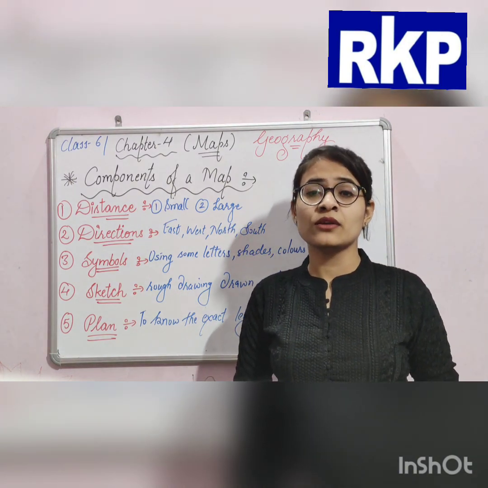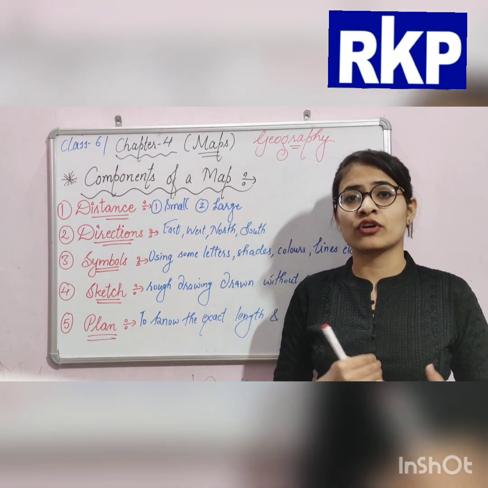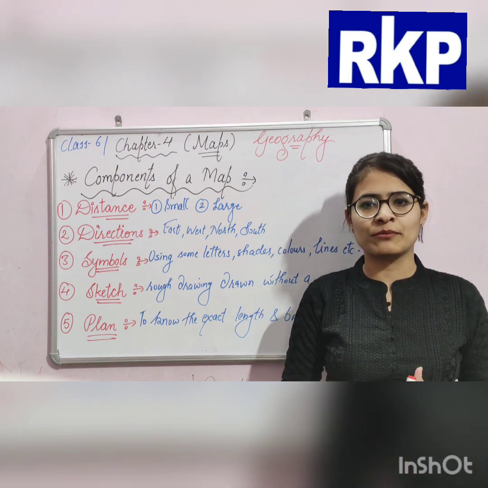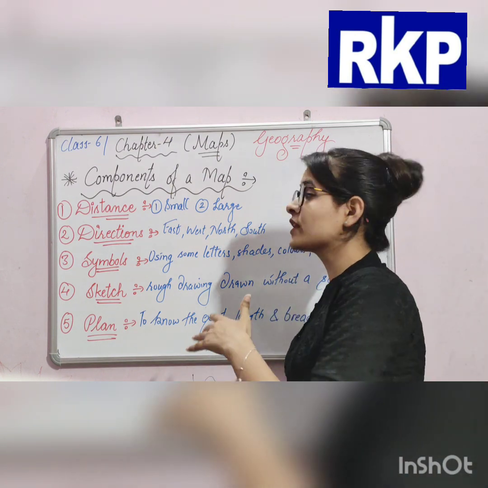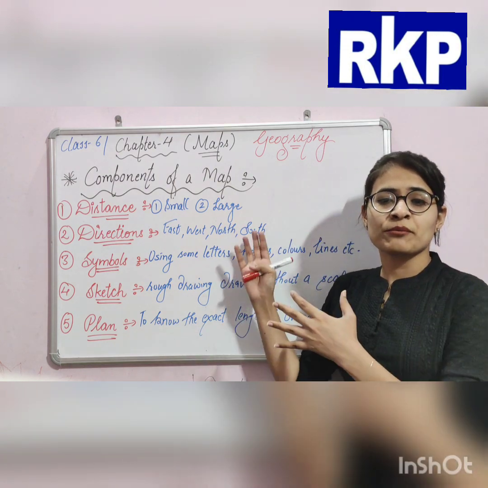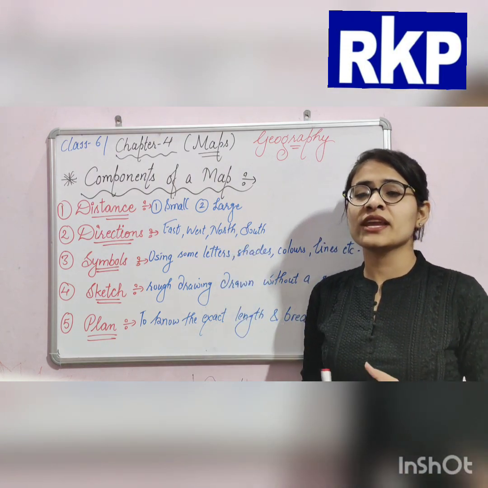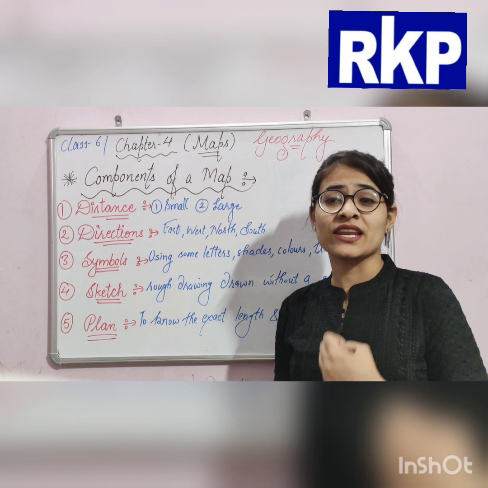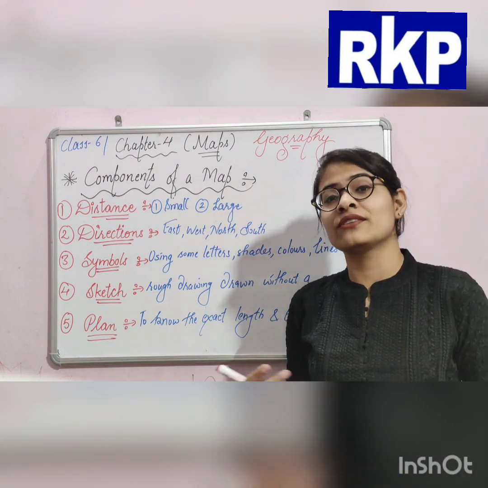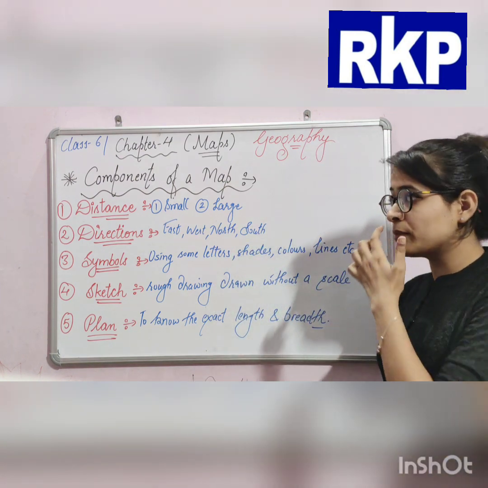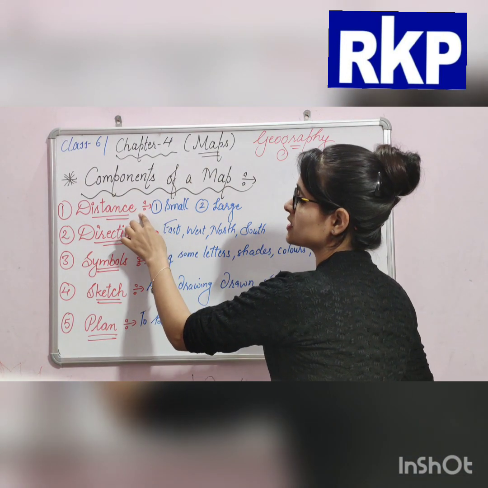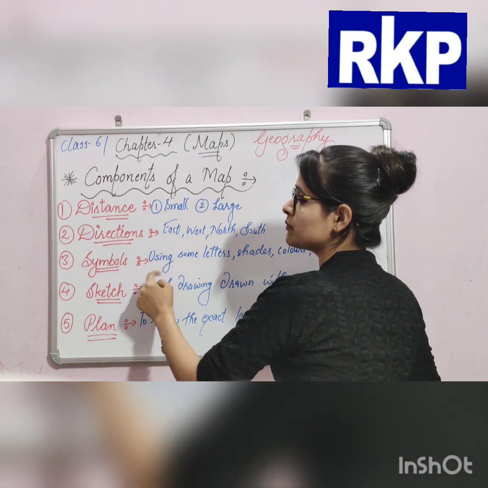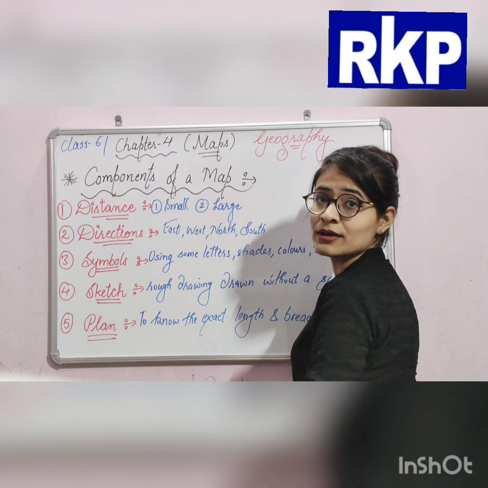Map. What are the things required for a map or to study a map? Basically, here are some main points by which we can understand the map and read it easily. These points are distance, directions, symbols, sketch and plan.